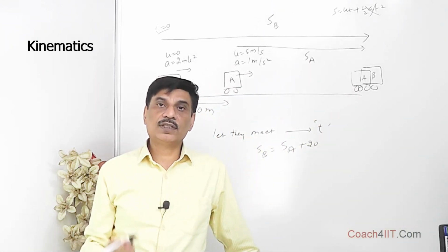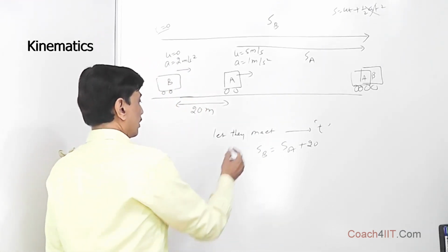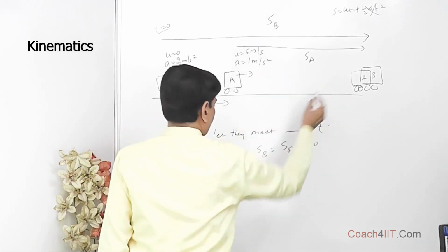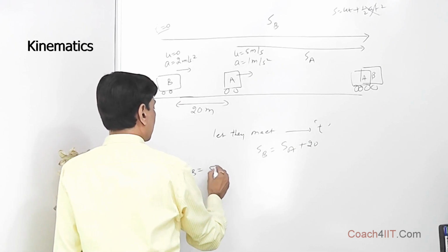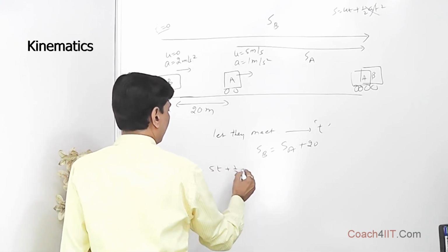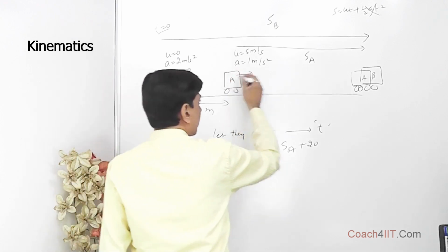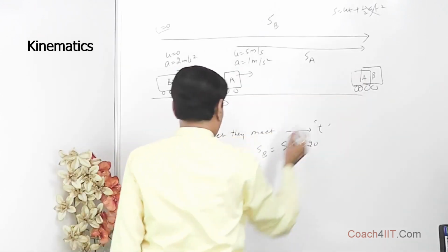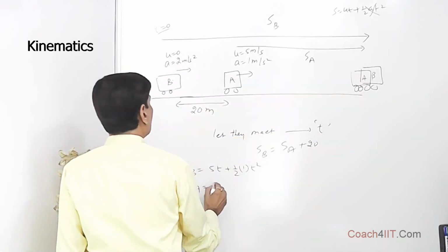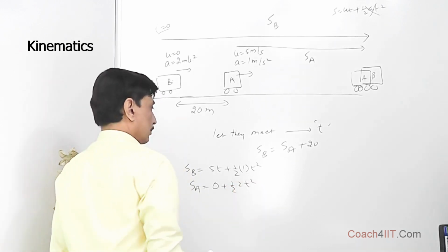There may be acceleration, there may be retardation also, any other cases. So we use S is equal to ut plus half at square. So for SB, S B is equal to ut, that is 5t plus half a is 1 into t square. T is the time it takes to go from here to here, and this body takes time t to go from here to here. For SA, ut plus half at square, u is 0 plus half 2 into t square.